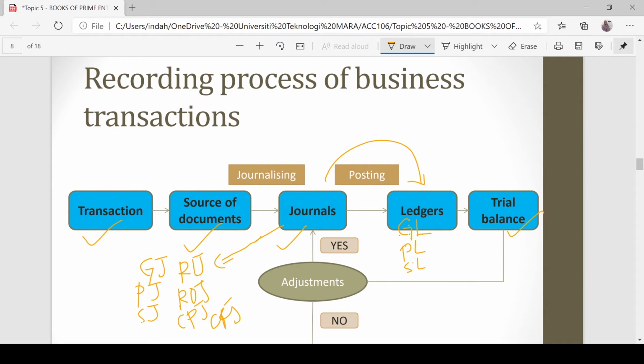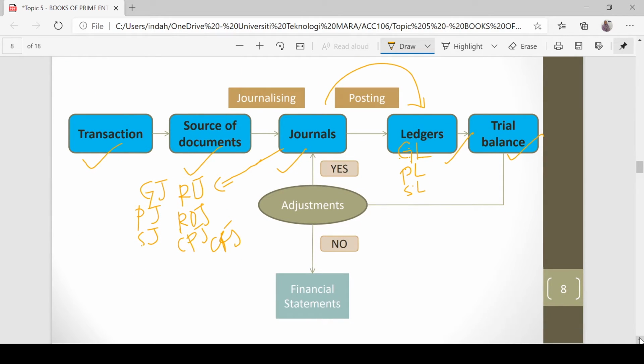You have done this, and we have also looked at the preparation of the financial statements, except that in the previous lesson we assumed that no adjustment was needed. But in the following topics, I'm going to teach you about adjustments. So that's all for now. This is the process that you have gone through for the recording of a business transaction.